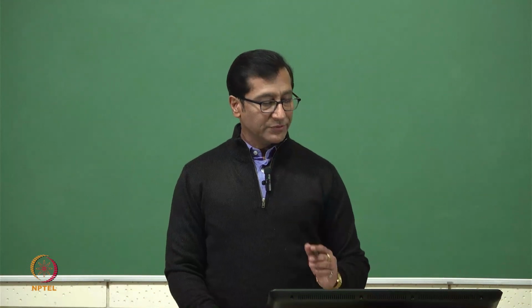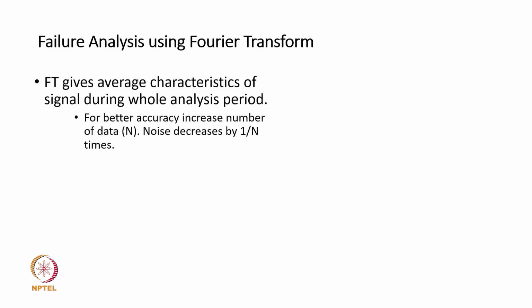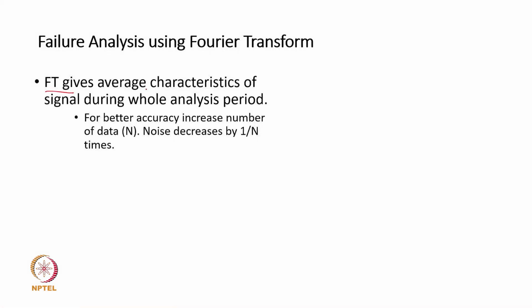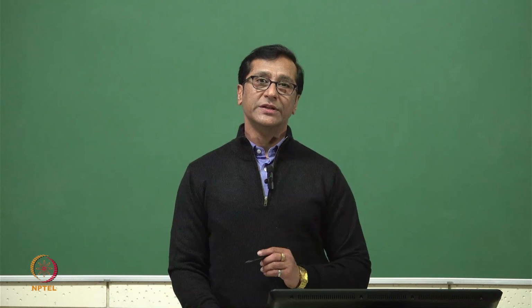Now the question comes: how do we denoise the vibration, or remove the noise from signals? For that purpose, FT gives the average characteristics of the signal during the whole cycle. For better accuracy, we take a number of data, and if there is a repetition of the data, then we average it. On averaging, noise will come down. I'll try to explain that.